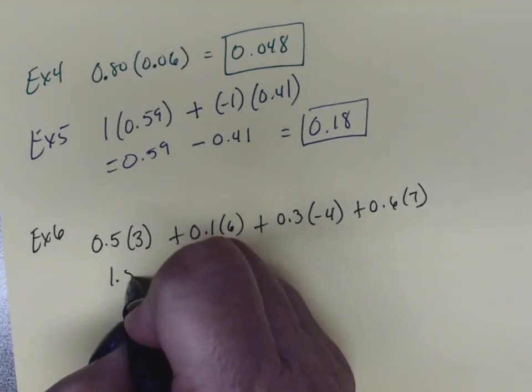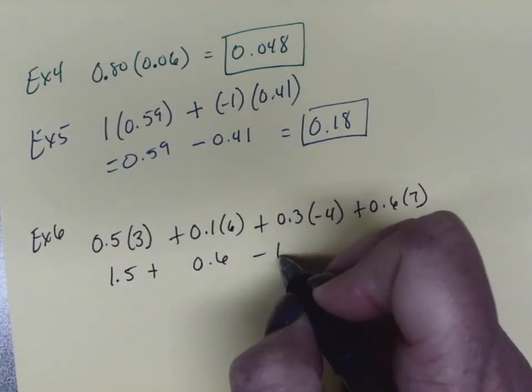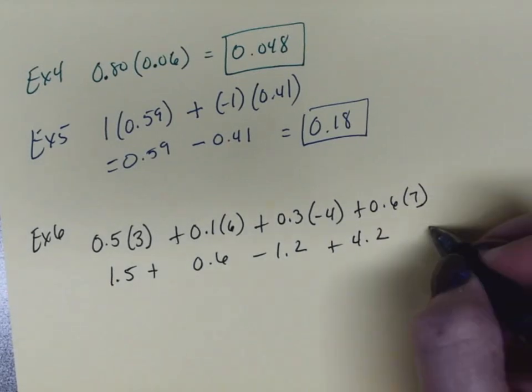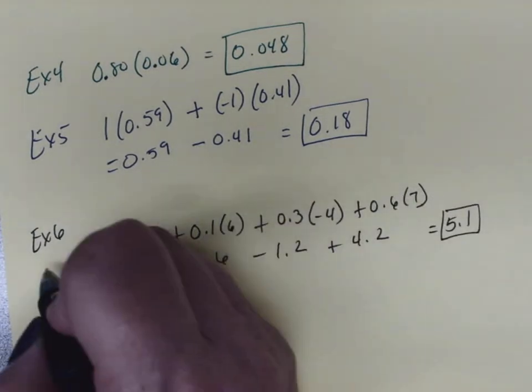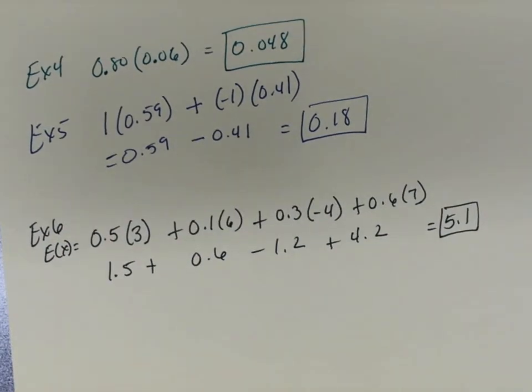All right, this will get us 1.5 plus 0.6 minus 1.2 plus 4.2, and that will get us 5.1 as our expected value. So our expected value is equal to that.